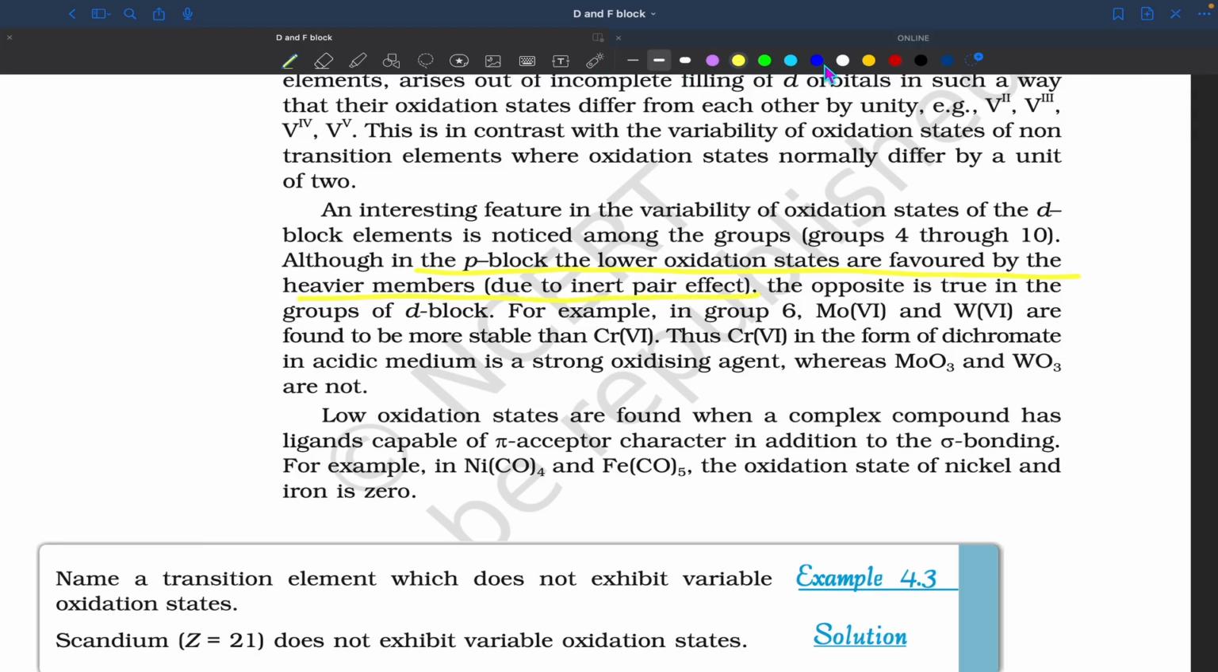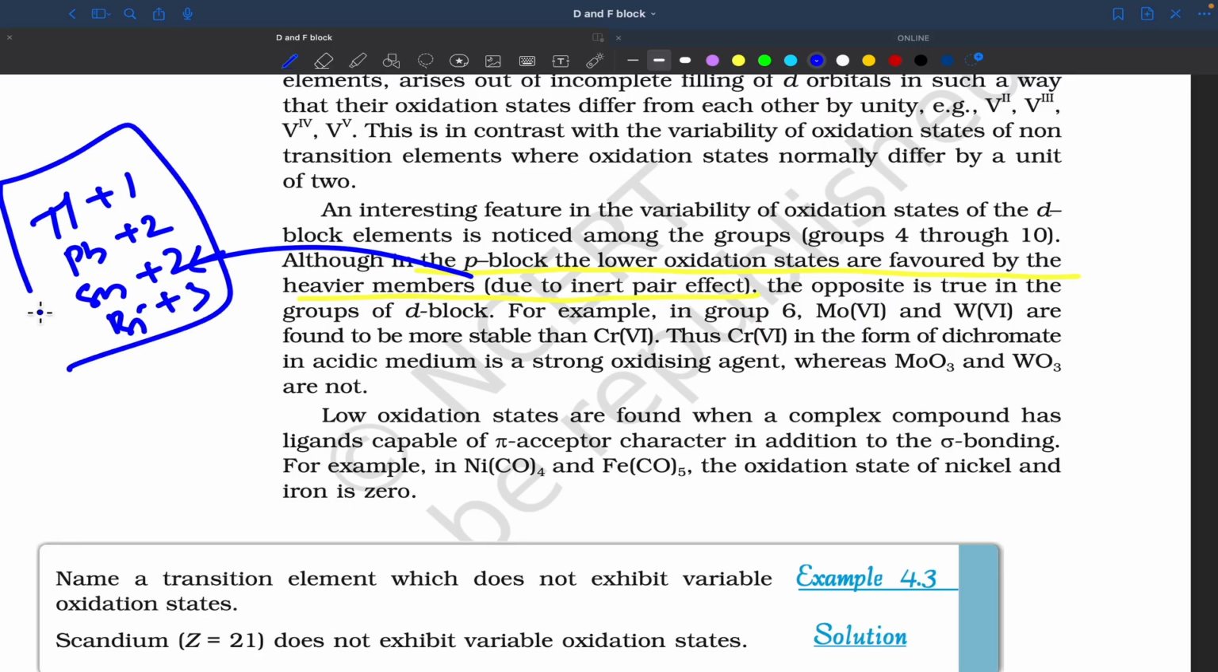So what is the example for this? Example for P block elements: thallium, lead, tin. So here +1 is stable, here +2 is stable, here also +2 is stable, bismuth lo +3 stable untundi. These are the lower oxidation numbers since they belong to P block elements.